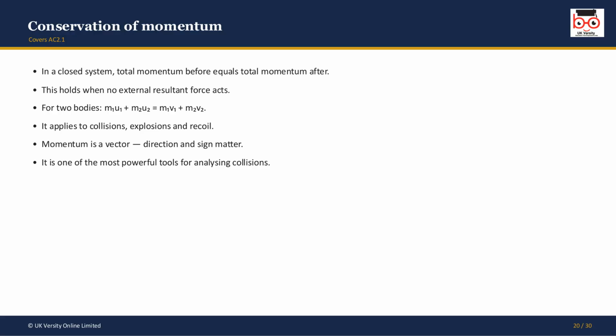This leads us to one of the most powerful ideas in mechanics, conservation of momentum. In a closed system, the total momentum before an event equals the total momentum afterwards, provided no external resultant force acts. For two bodies, the mass times velocity of each one before adds up to the same total after. It applies to collisions, to explosions, and to recoil. Just remember, momentum is a vector, so directions and signs matter. And used carefully, it's a wonderful tool for cracking collision problems.